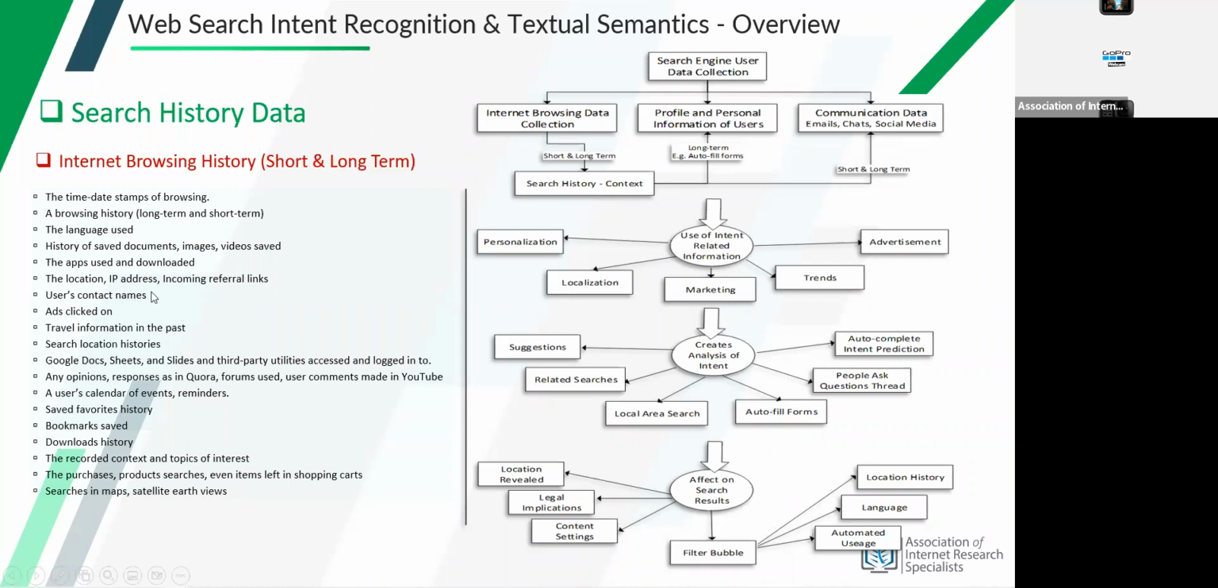User's contact names, like on the same machine there could be three different users using it. Then contact names, ads clicked on, travel information in the past, especially if you paid for anything, your saved transactional information is also part of the browser history. And so it continues. So this is a long list, and this is browsing data.